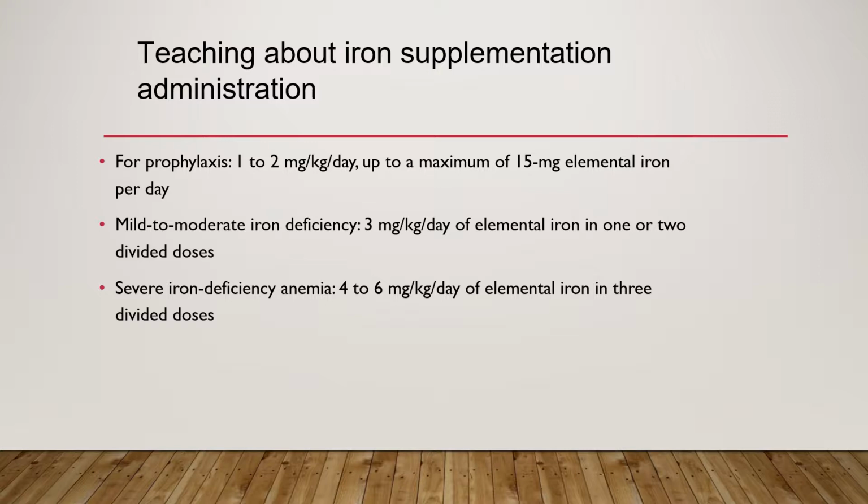If they're going to be on iron supplementation, prophylaxis is 1 to 2 milligrams per kilo per day, up to 15 milligrams. Mild to moderate iron deficiency, it's 3 milligrams per kilo per day in 1 or 2 doses. Severe is 4 to 6 in 3 doses. Big thing to know about iron.